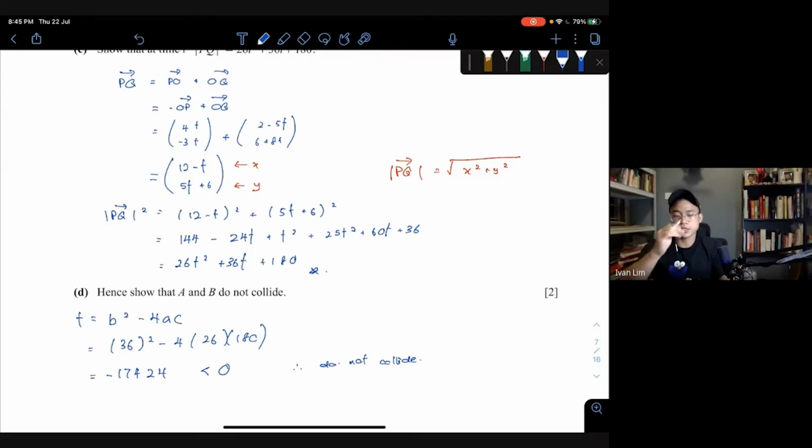So this last part here is a bit on the theory. They will either ask you to prove whether they collide with each other or do not collide. If they collide, then you will find a t value at which both of them are in the same place, the same position vector. If let's say my position vector is (3, 5) and the other one is also (3, 5), it means they meet each other at that particular time.